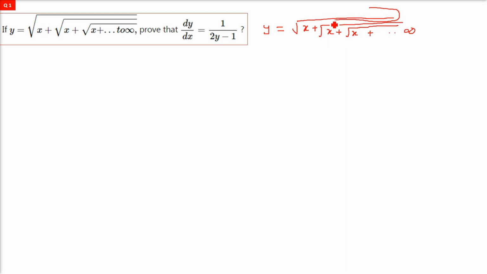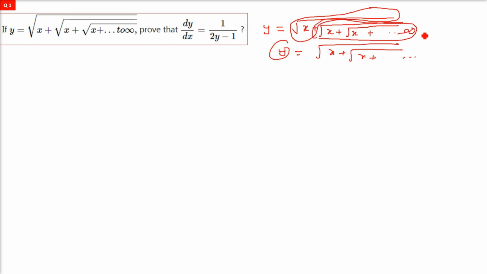Now if I just forget this part, what is this part? Whatever is remaining, if I am just writing the remaining one, under root x plus under root x, like this, it goes up to infinity. What do you think? This is y only? So this whole part we can replace by y only, because ultimately this is never ending, it will go till the end. That is how this is a repetition. That's why we can safely write y equals under root x and then whatever is remaining as y. This is how you can write.